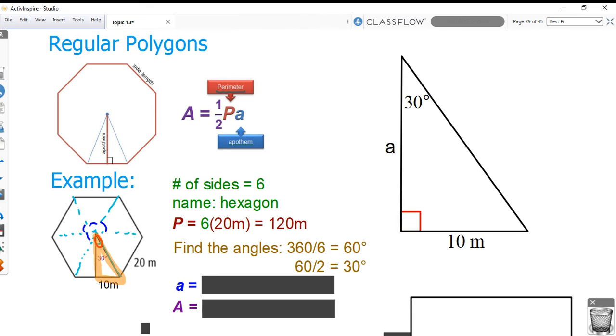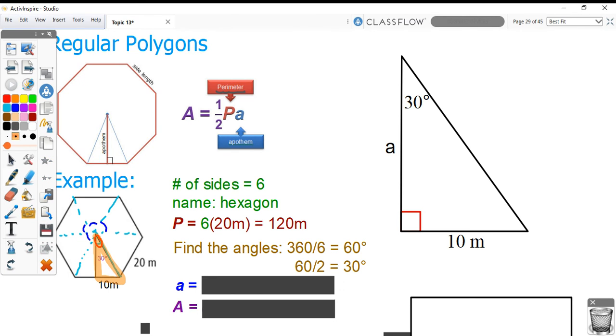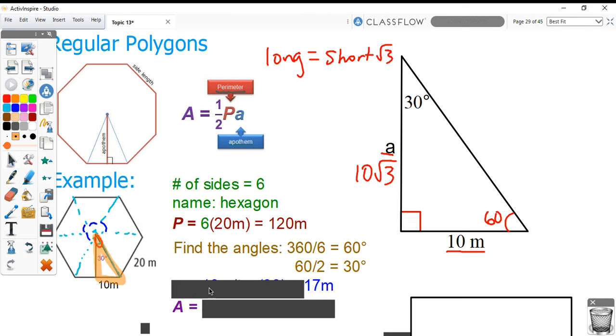Okay, so if we just do a couple of quick calculations, we can figure out that this right here has to be a 30, 60, 90 triangle. And if that's a 30, 60, 90 triangle, then the relationship between the short leg and the long leg is always the same. The long leg equals the short leg times square root of 3. So if the short leg right here is 10, that means our apothem is 10 times the square root of 3. If you punch that into a calculator, it is equal to approximately 17 meters.